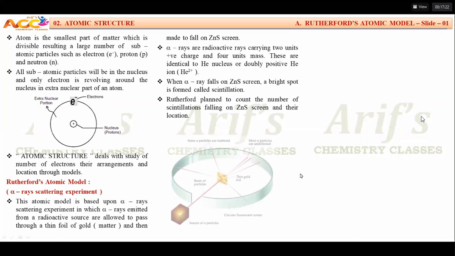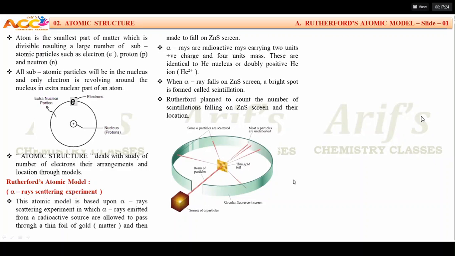Then, for that purpose, he took this type of arrangement. He took a radioactive source and a circular disc. Right, this figure has one thing missing here. There is one more plate behind this one. Behind this source also he has kept one zinc sulfide screen plate.